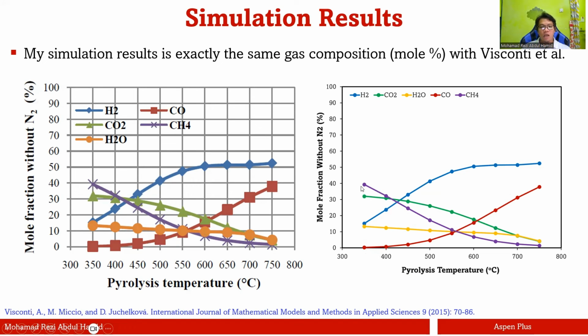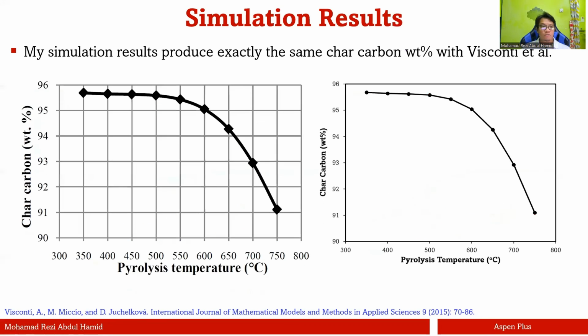The red one, the purple one going down, the green one going down, the yellow one is also going down, and then these are all the same. So my simulation result is exactly the same gas composition in terms of mole percentage as the paper. So it's good. My simulation is good.